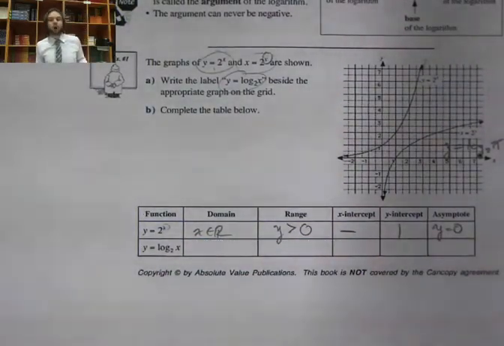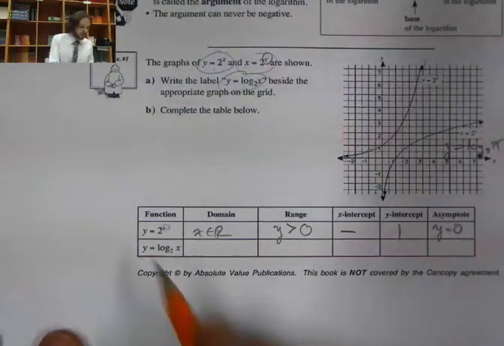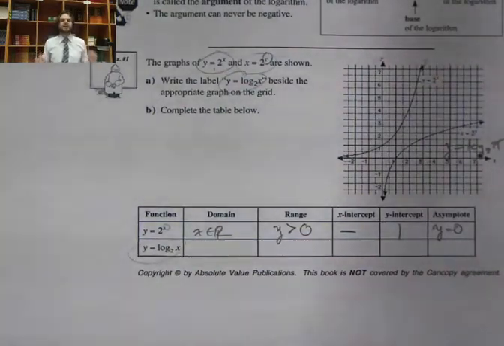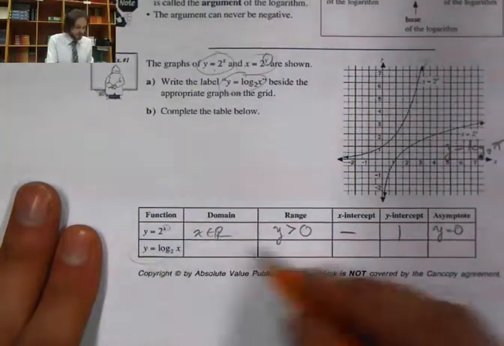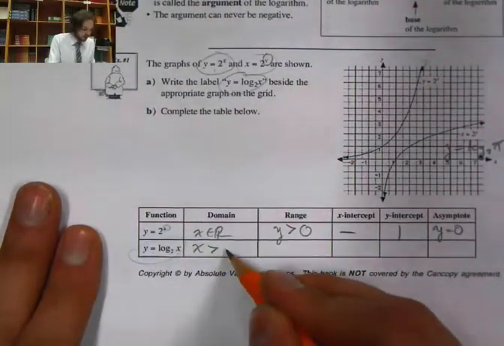Y is equal to log base 2 of x. So now we're doing log. It's the inverse. If we remember what inverses are, all my x's switch with y's. So all my x's become y's, and all my y's become x's. So my domain becomes my range, and my range becomes my domain. So let's solve this. We want my domain. Well, it's going to be my range. X must be greater than 0.